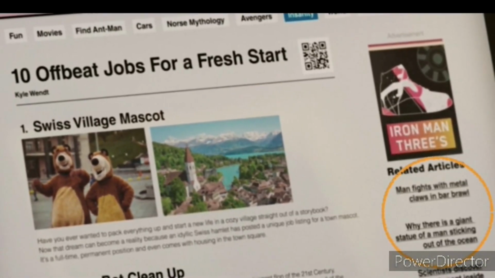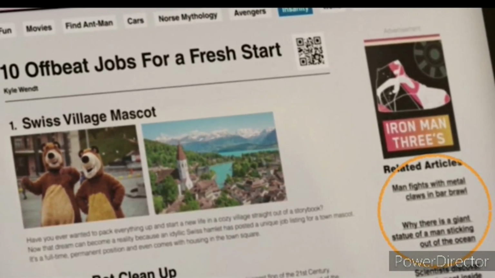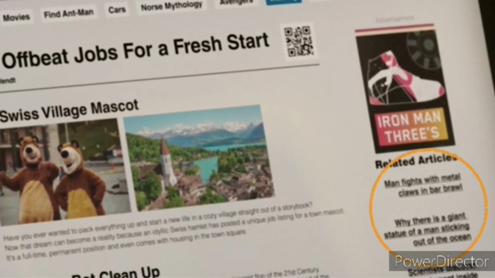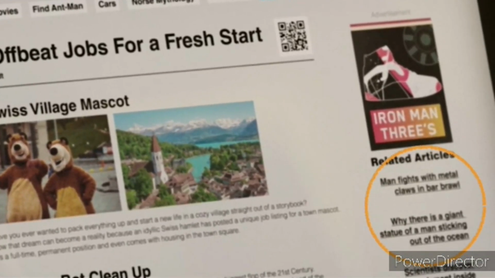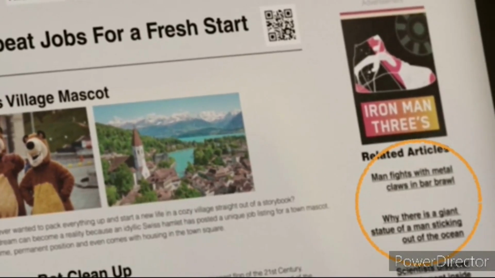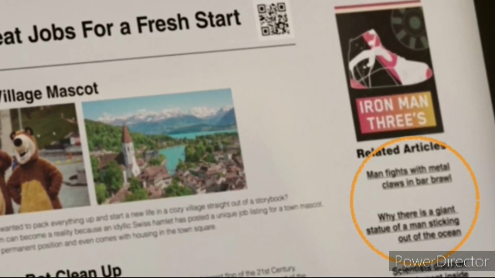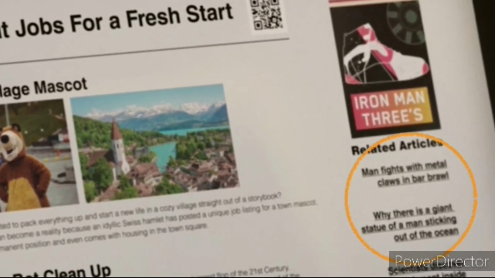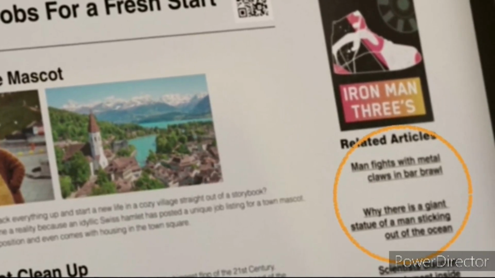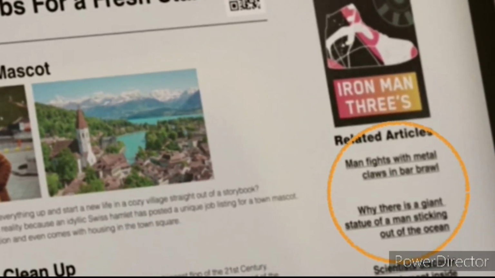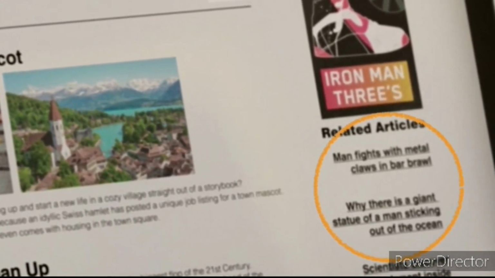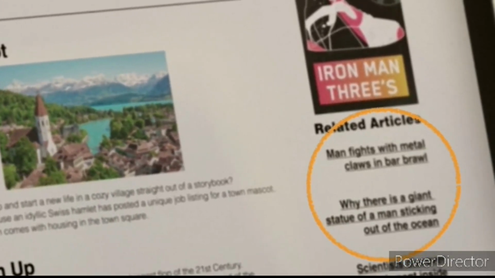And the big one, literally the big one, would be the scene where Jennifer and her friend were looking for jobs on Jennifer's laptop. If we pay attention, we can see that the camera quite intentionally stops at the screen for like 3 to 4 seconds, and to be honest, the screen had nothing important at all, except that on the right side we had 2 visible lines of news. The first one said, "Man fights with metal claws in a bar," and the second one read, "Why there is a giant statue of a man sticking out of the ocean."